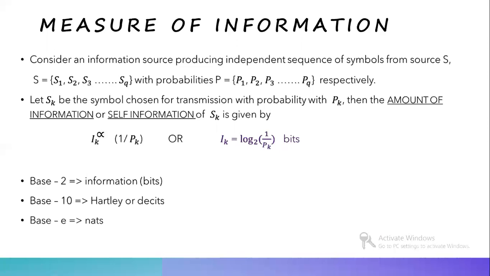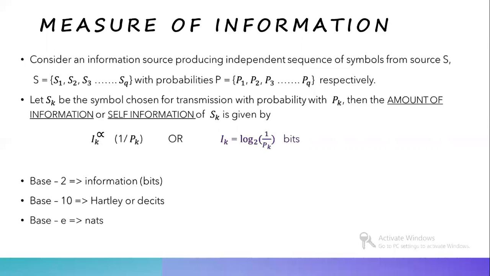Then the amount of information or self-information of Sk is given by Ik. The self-information is inversely proportional to probability, or Ik equal to log of 1 by Pk to the base 2 bits. When we consider the logarithm, if it's base 2, we represent it in bits. If it's base 10, we represent it in Hartley. And if it's base e, we represent it in Nats.